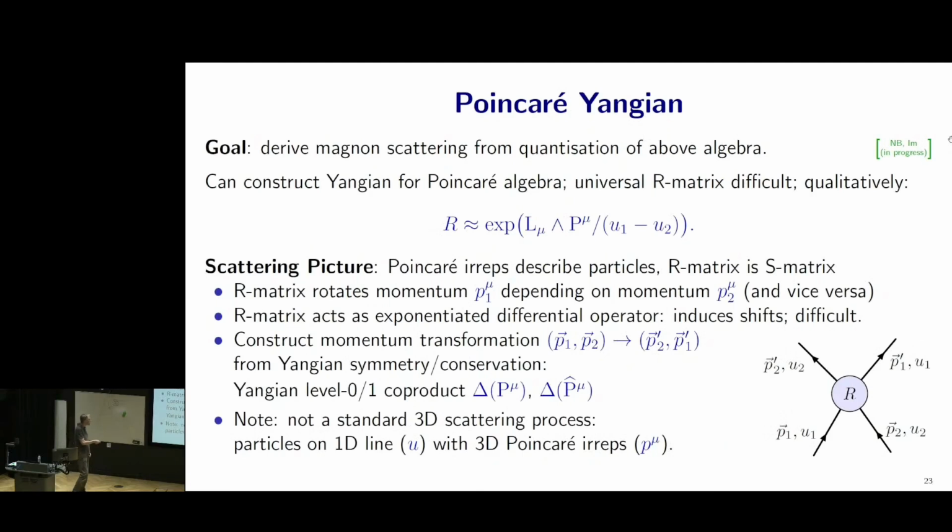I should note, though, that this is not a standard 3D scattering process because we do have particles which are still on a line. We still have the 1D line, the spectral parameters, but the particles have a certain spin, and this spin is a 3D Poincare representation. So that somehow governs how these are transformed. But it's not a real 3D scattering process in that sense.